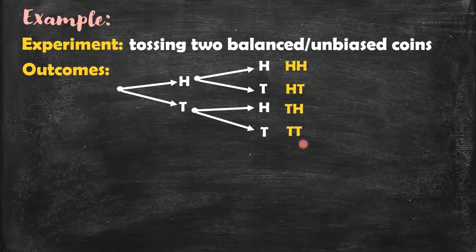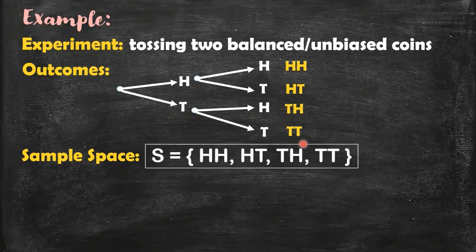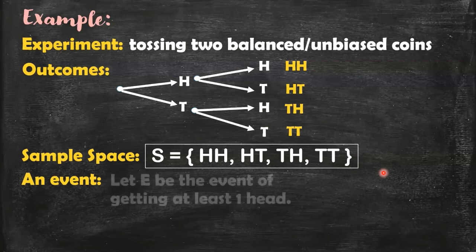Okay? Now, what is the sample space? So, all you have to do is to list down all the possible outcomes. Okay? Like this. So, our set S has 4 elements. Okay? Now, let me give you one event here. Again, this is not the only possible event. There are many other events na pwede nyong maisip. Okay? But in this problem, let me give you this particular event.